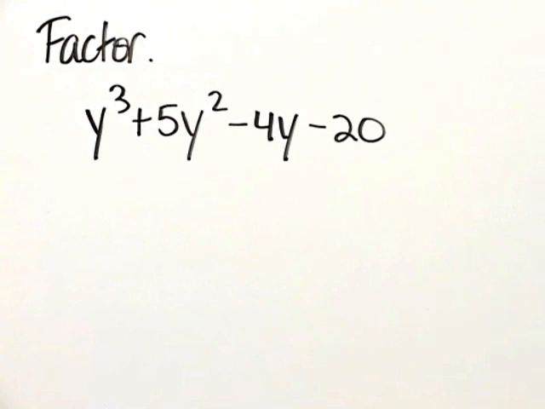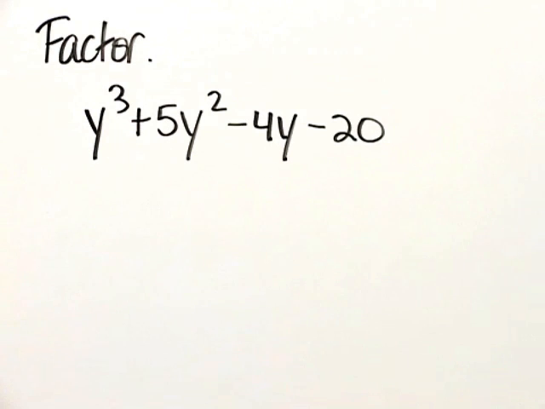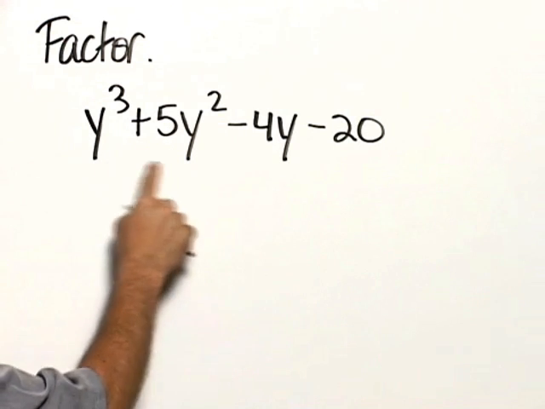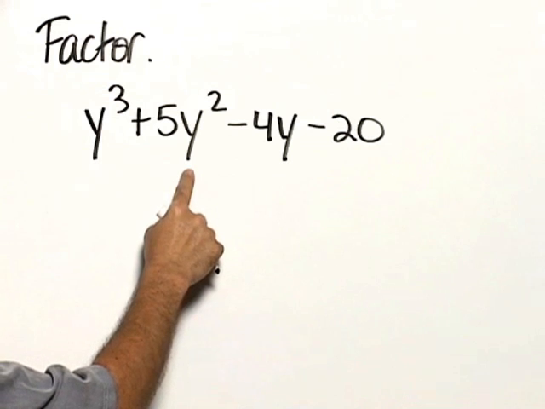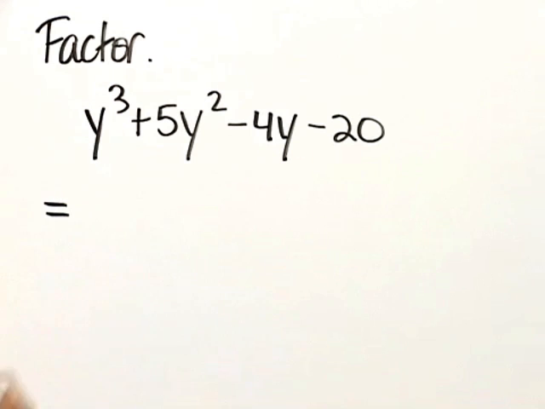Factor y cubed plus 5y squared minus 4y minus 20. First thing to notice is we have 4 terms here, so it looks as though we should try to factor by grouping. To factor by grouping, we want to see if there's a common factor among the first pair of terms and a common factor among the second pair of terms.